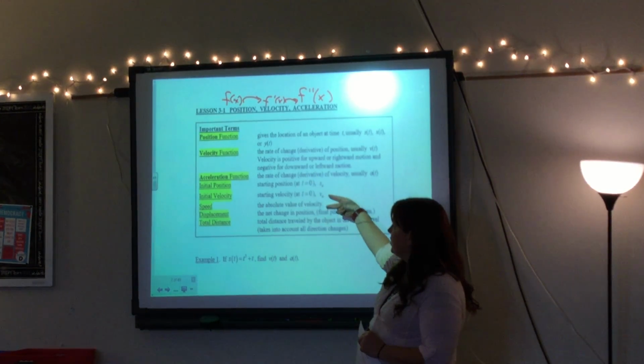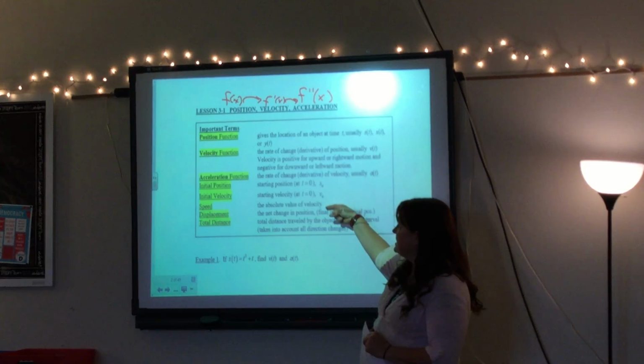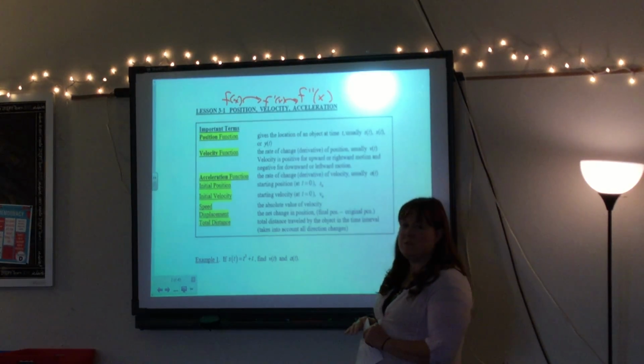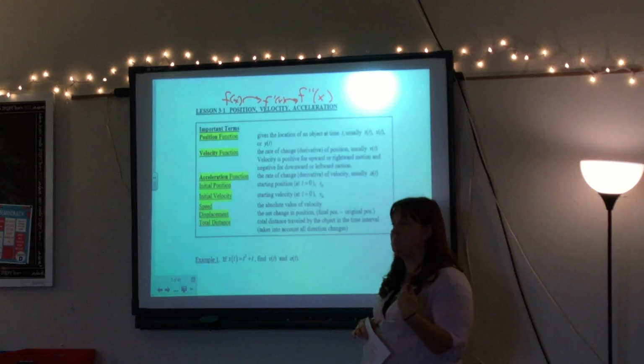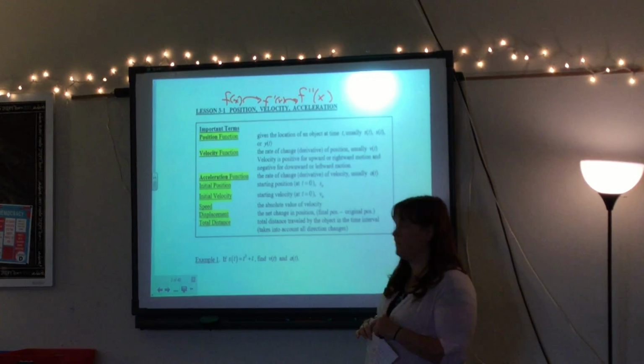Here's an important distinction: the difference between velocity and speed. Speed is the absolute value of your velocity. So speed is basically just the positive version of whatever you're going. If you have a negative velocity, your speed is still positive. Does that make sense? Speed is just the positive value version of whatever your velocity is.